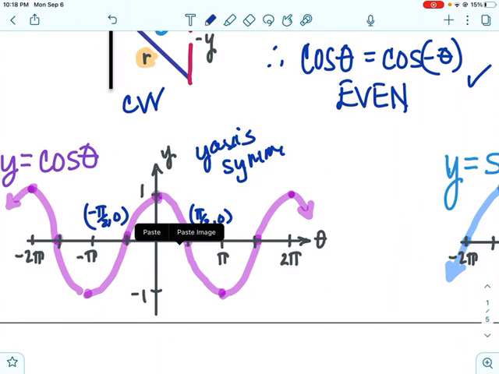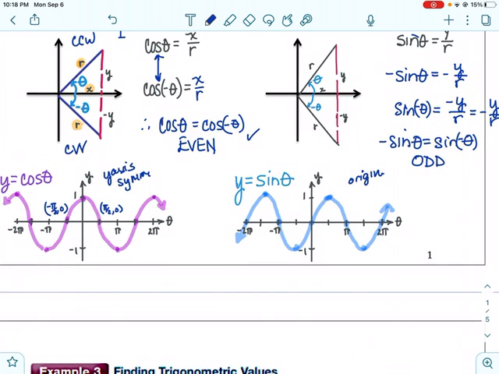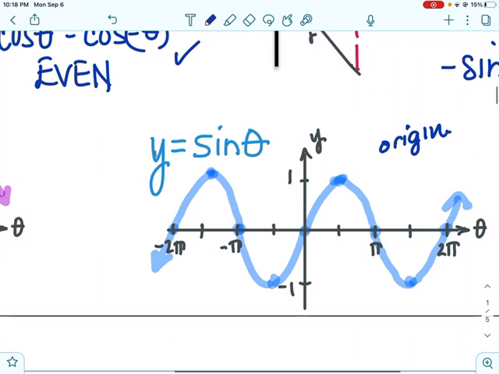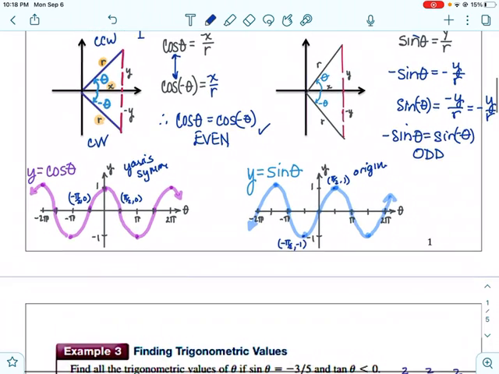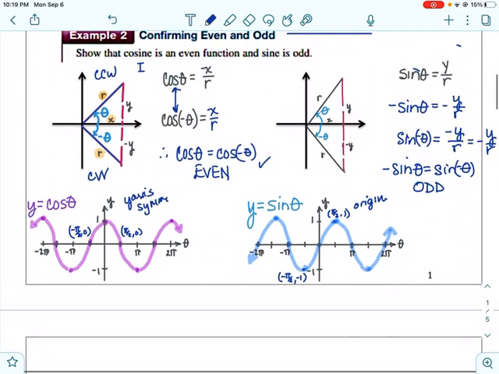I could choose other points. I guess it would be a little bit better, but that'll be fine for right now. And then the origin symmetry, of course, if you pick this point where you have pi over 2, 1, then you have this point down here, negative pi over 2, negative 1. The x's and y's just change signs. Okay, so that's what we've confirmed, that cosine is an even function, sine is an odd function.